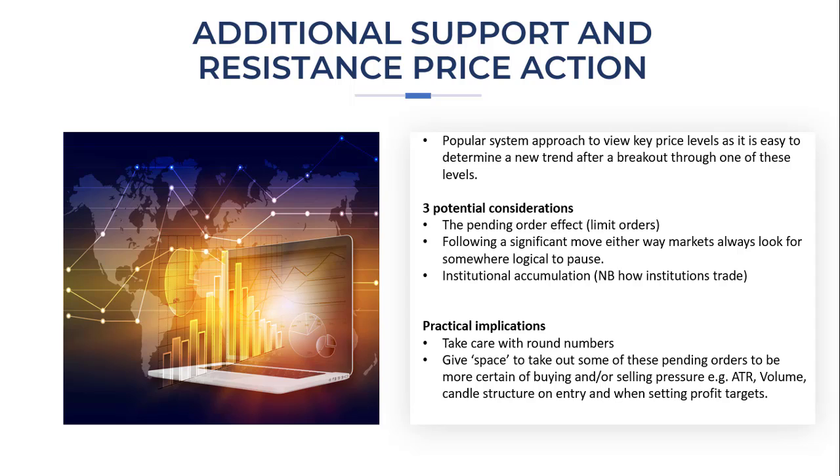So we can do things like look at candle structure on entry and volume, but perhaps a multiple of an ATR to give us that space may be prudent, both on entry, ensuring something has actually broken through a resistance, or when setting profit targets, perhaps putting a profit target 0.5 ATR below the next resistance. So just a couple of things for you to consider there.